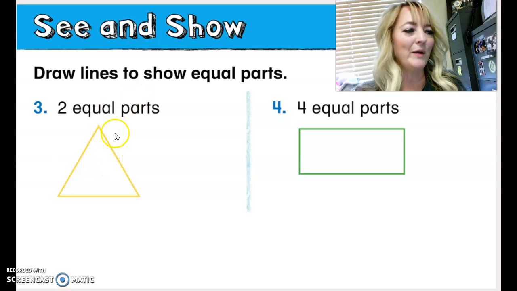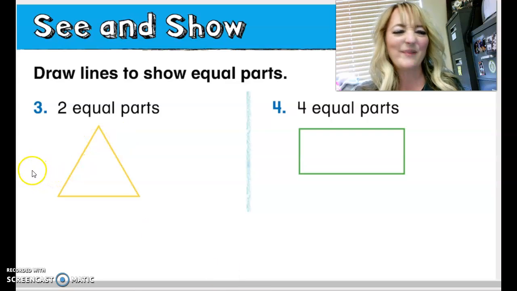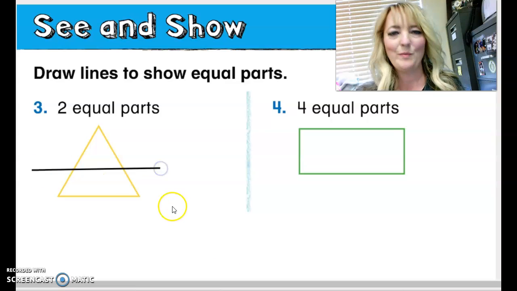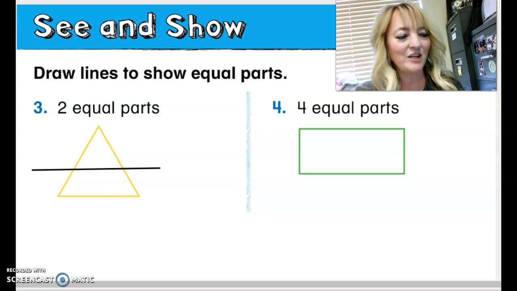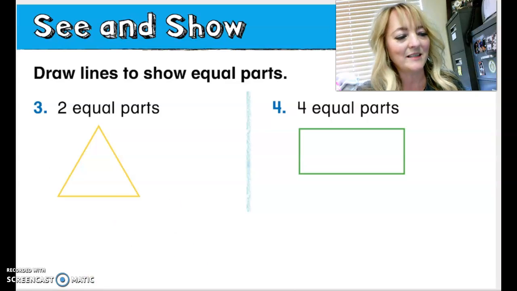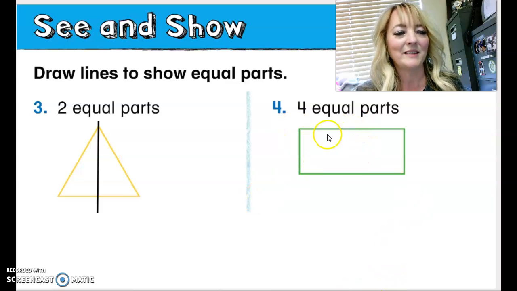Okay, let's go on to number 3. We have a triangle. We want to draw lines this time to show equal parts. Now, tell me first, can I make it like that? Is that equal parts? No, that's not. The top half is different shapes. And remember, to show equal parts, it has to be the same shape and same size. So we want to divide it equally. We would divide it right down the center, 2 equal parts. So please go ahead with your pencil and draw 2 equal parts. The line down the center.